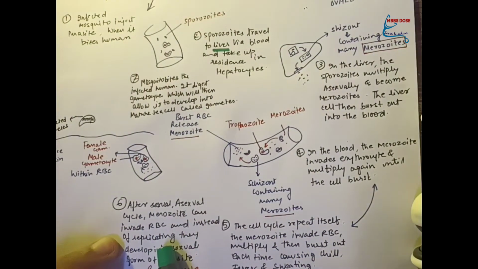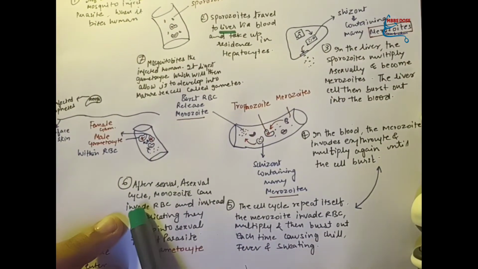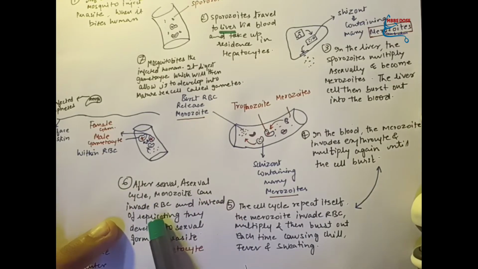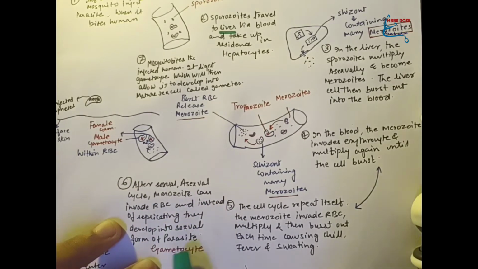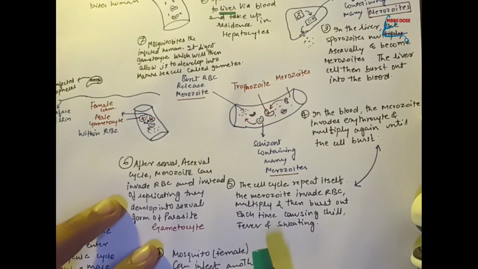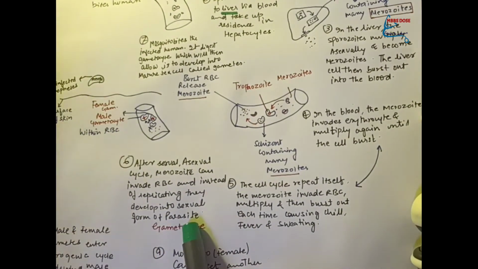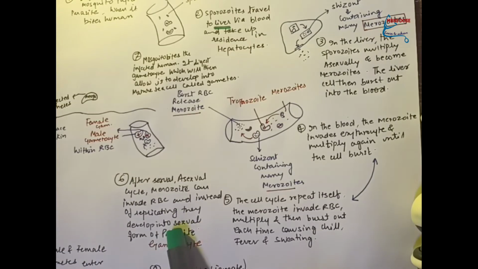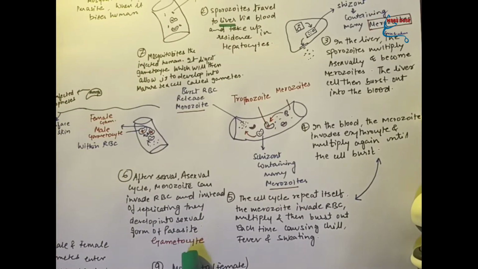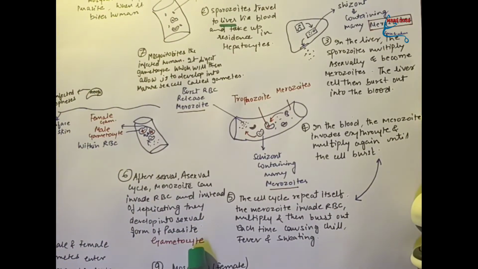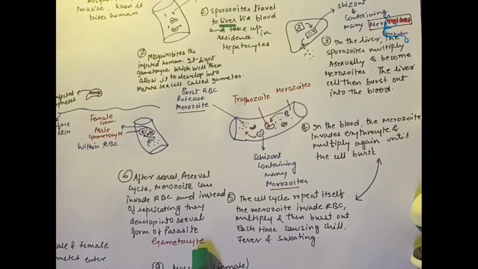Now the 6th step is, after the asexual cycle, the merozoite can invade an RBC, and instead of replicating, it develops into the sexual form of the parasite, that is the gametocyte. Again, it is optional for the parasite, because if it wants, it will replicate further, and if it doesn't want, it will develop into the sexual form of the parasite. You can say it is a mature form of the parasite.